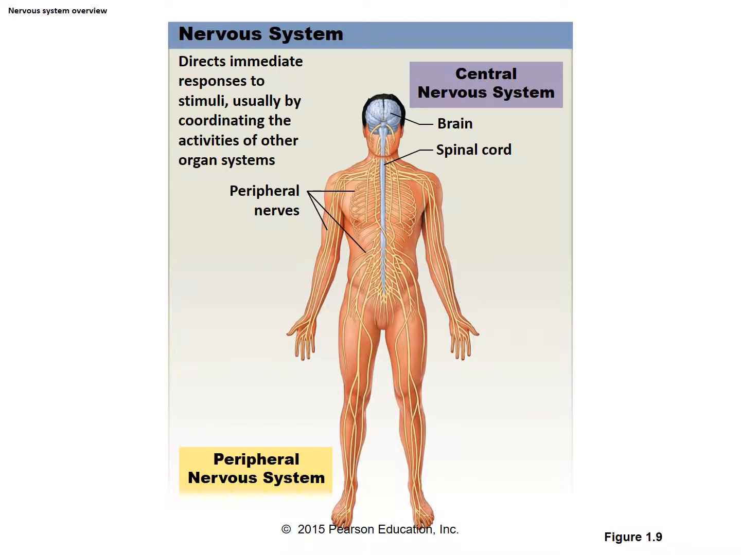Our nervous system is going to direct immediate response to stimuli, usually by coordinating the activities of other organ systems. This is going to be the conductor of our body, primarily with the central nervous system, which is the brain and spinal cord. It will send these signals out to the peripheral nervous system, which are going to be the nerves that connect out through our arms, legs, into our digestive tract and body. And it's going to be the overall communication tool that helps to regulate all of the other systems together.